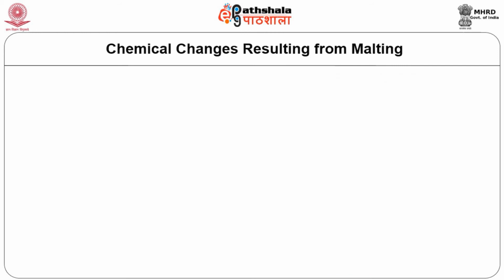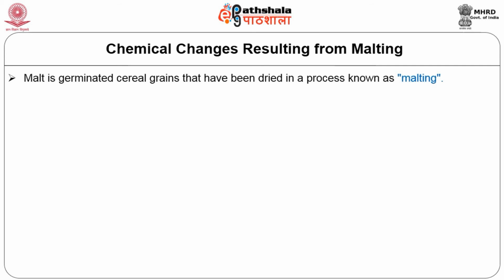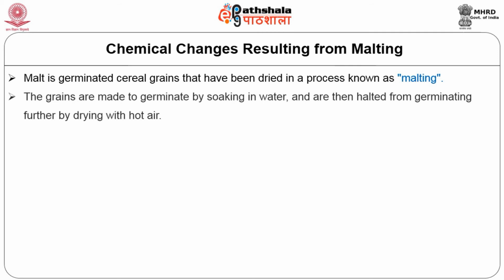What are the chemical changes resulting from malting? Malt is germinated cereal grains that have been dried in a process known as malting. The grains are made to germinate by soaking in water and are then halted from germinating further by drying with hot air.